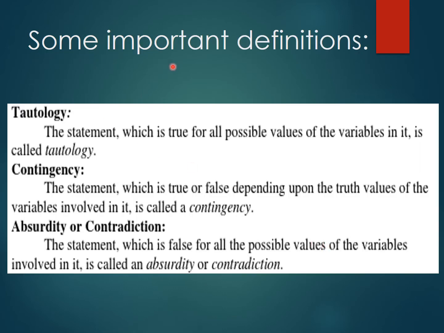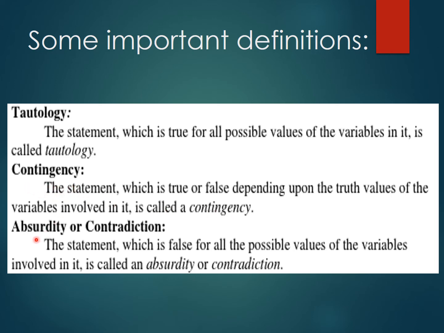Now see some important definitions. Tautology: the statement which is true for all possible values of the variables in it is called a tautology. Meaning if your answer column contains all true values, then it is known as a tautology. Contingency: the statement which is true or false depending upon the truth values of the variables involved in it is called a contingency. Meaning if your answer column consists of true and false values, then that is known as a contingency.